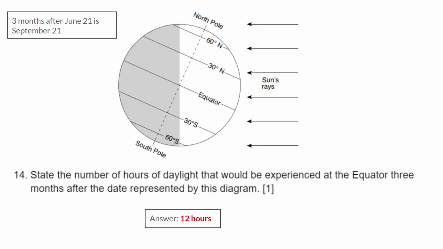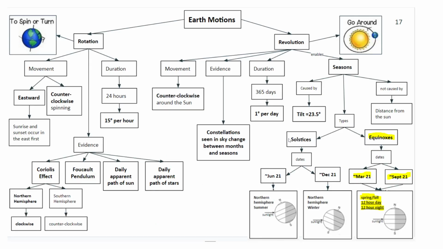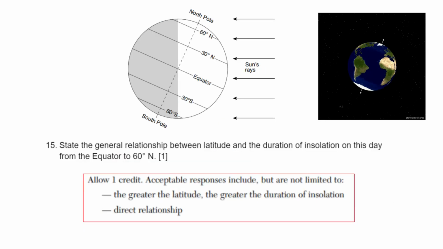So it should be 12 hours, your answer, because if you go to your Regents Review packet, page 17, for the equinoxes, the first day of fall and first day of spring, around March 21st and around September 21st, you have 12 hours of day and 12 hours of night and equal day. That's why we call it equinox, in almost all parts of the world.